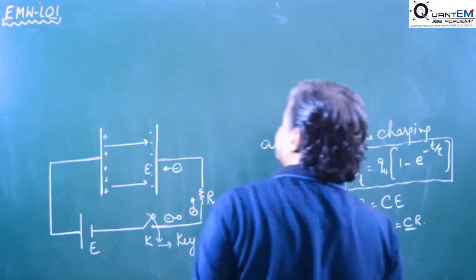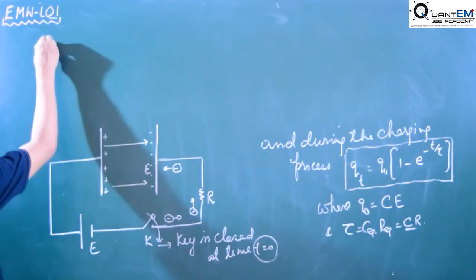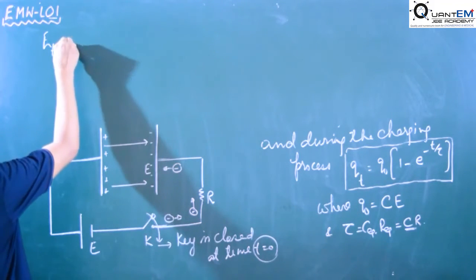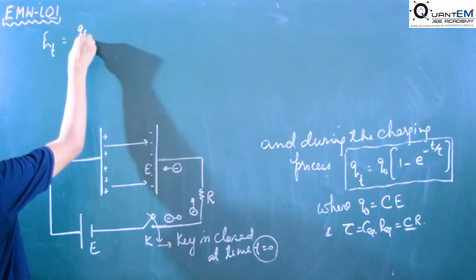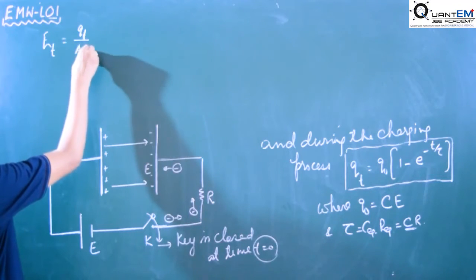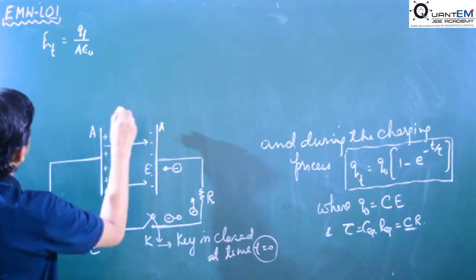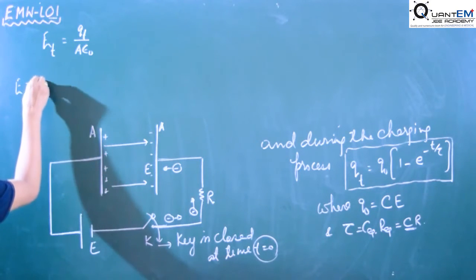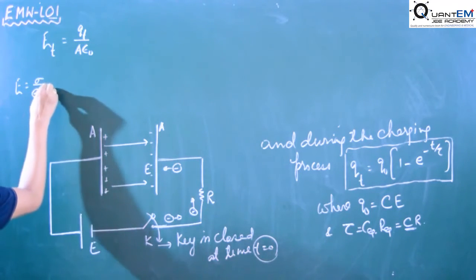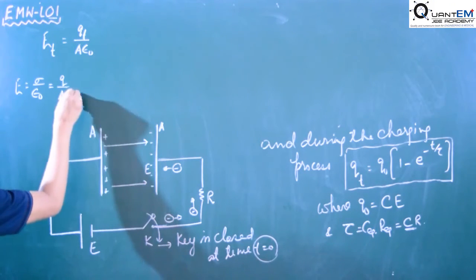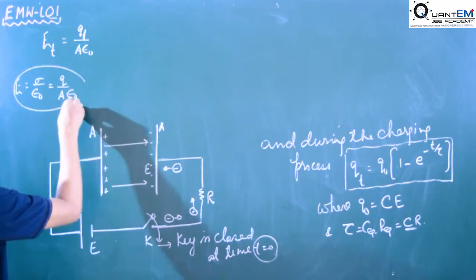Now see, during the charging process, the electric field at any time t between the plates is equal to Qt by A epsilon naught, where A is the area of each plate. So what is the electric field between the plates? That is sigma by epsilon naught, and sigma is Q by A. That's why we have taken this value.